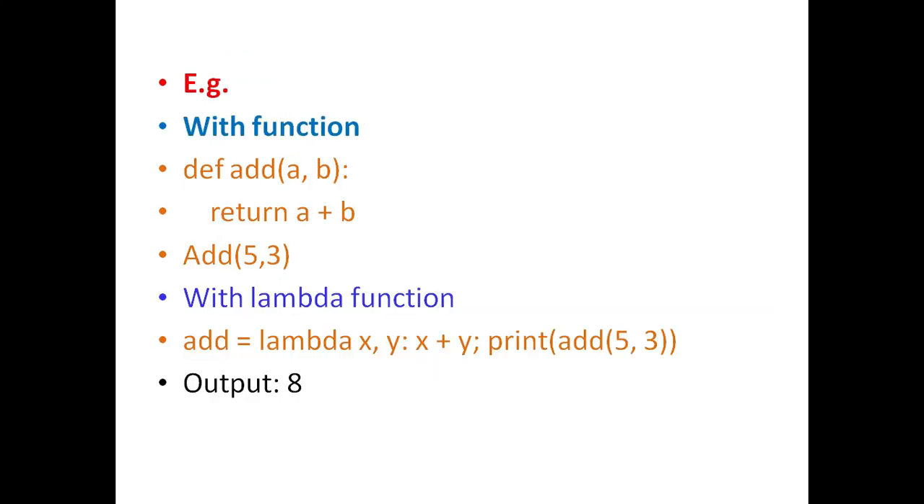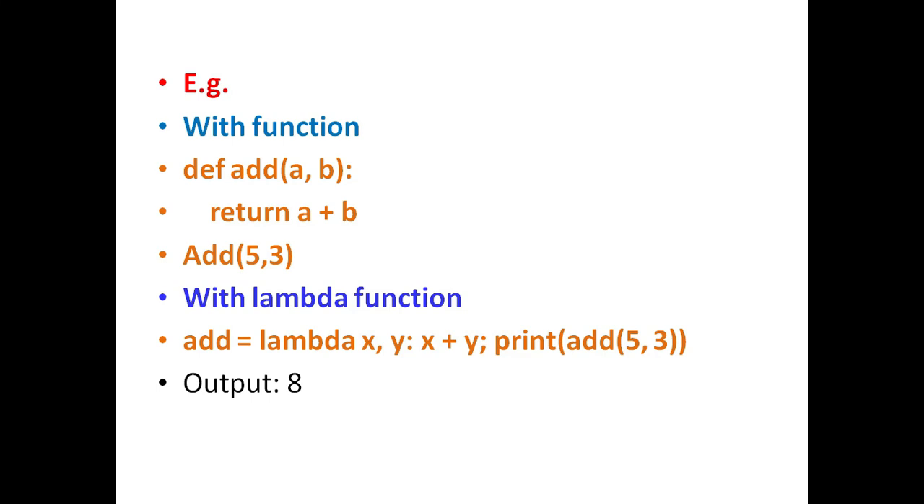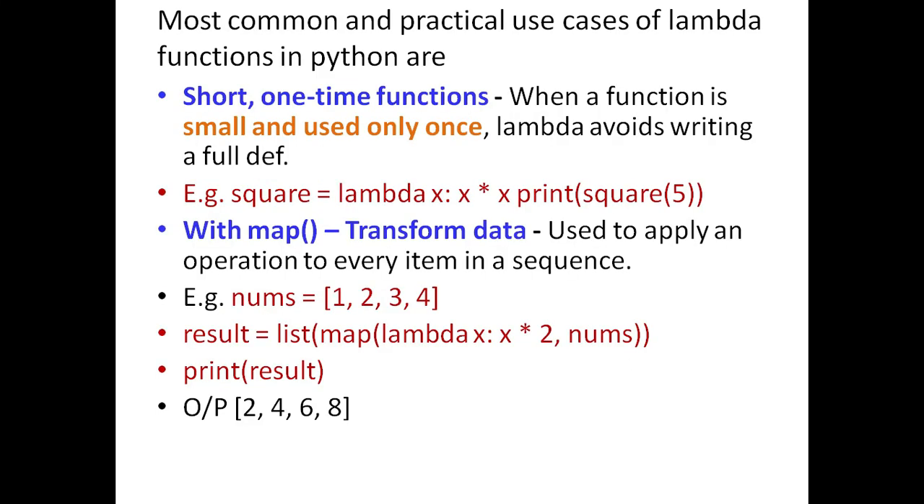For example, when you define a function with def, first we will define def add with parameters a and b, and then we will return a plus b, and to execute it we will call add with parameters 5 and 3. And if we define a lambda function, we will write add equal to lambda with parameters x and y, return x plus y, and in print we will call this function add with parameters 5 and 3, and the output will be 8.